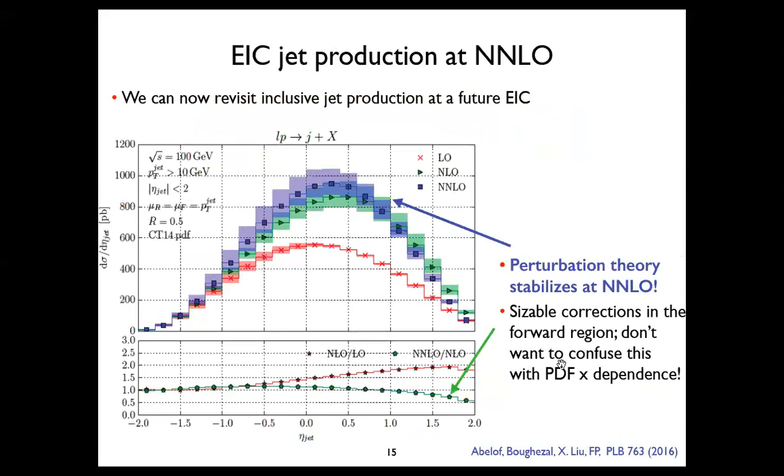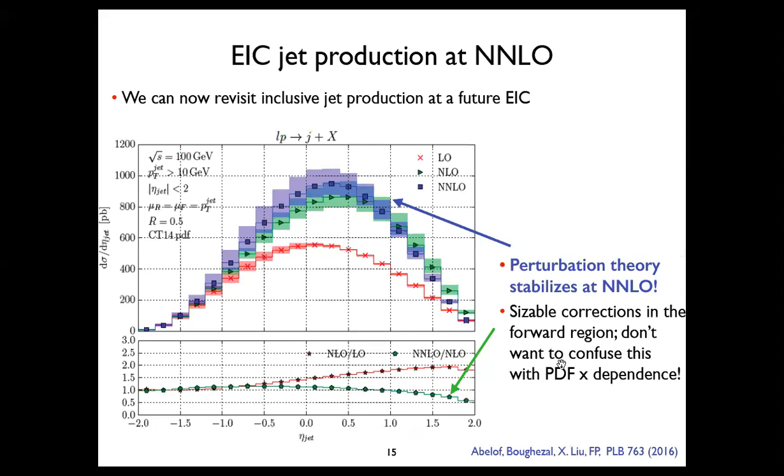So this is revisiting that plot we saw as motivation in the beginning of this talk, except now extended to the N3LO level. So this is again a differential cross-section for inclusive jet production at a future EIC as a function of the jet pseudorapidity. The various relevant run parameters are shown on the left-hand side of this plot, so it assumes 100 GeV and various cuts and PDFs.